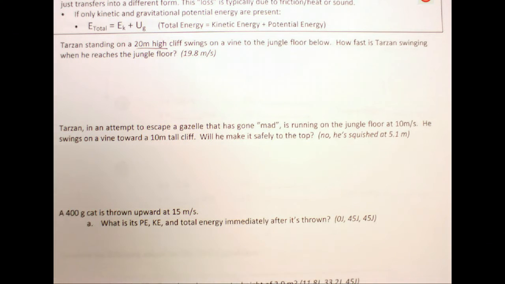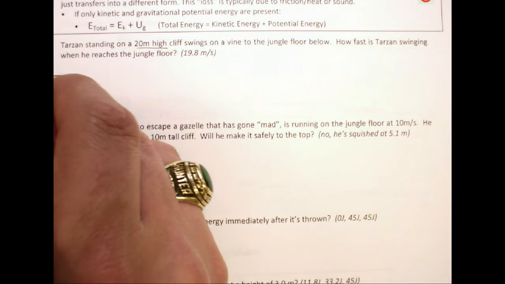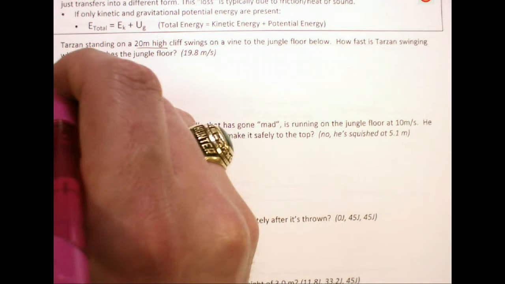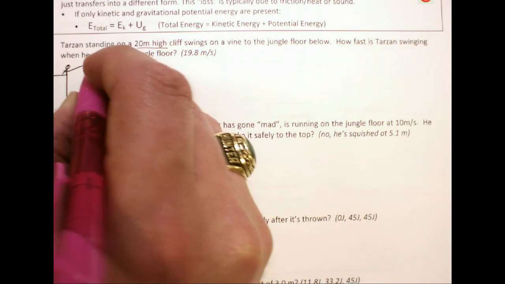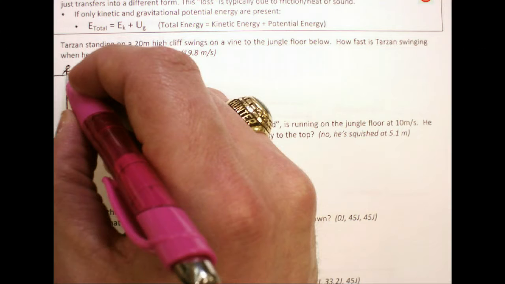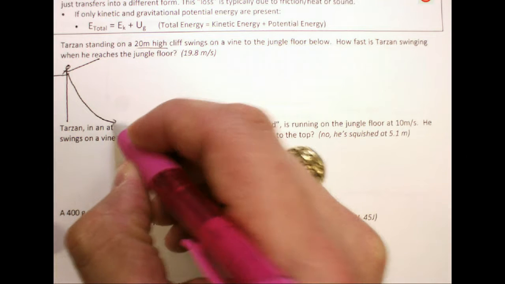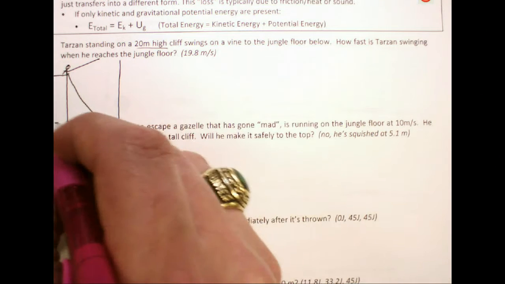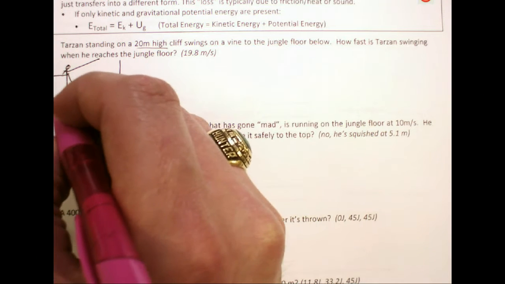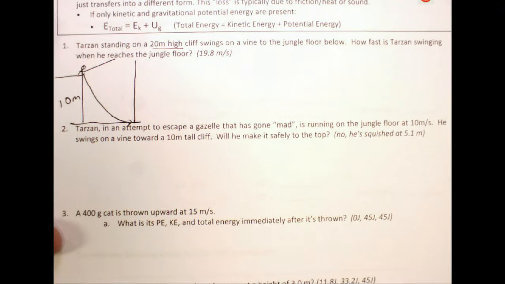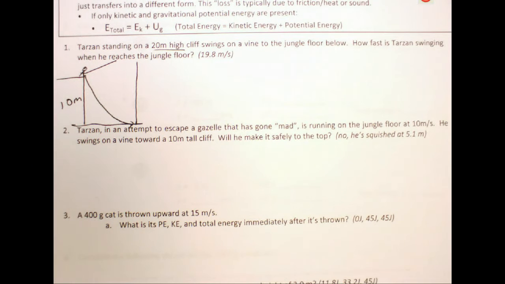All right. The first thing I want to do is just to draw a picture of this. We have Tarzan here. He's got a rope, he's got a vine, and he's going to take it down to the jungle floor below. He's going to swing down there. This thing is 20 meters high. How fast is he going when he reaches the jungle floor?